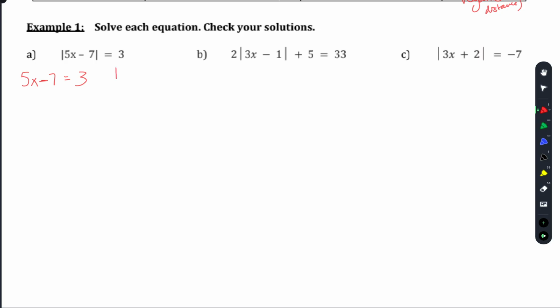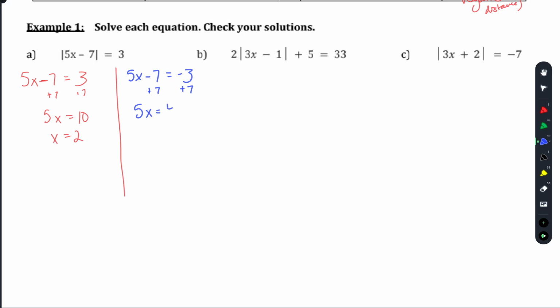So you're going to split it up. You're going to solve that one. And then you're going to do 5x minus 7 equals -3. So the positive 3 is to the right of the 0. The -3 is to the left of the 0. So I solved basically 2 problems on every single one. I'm going to solve both of these. So you're going to add 7. You get 5x equals 10. So you get 2. And then you're going to solve this guy. Add 7.